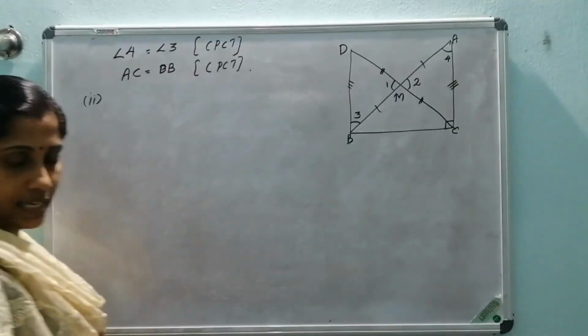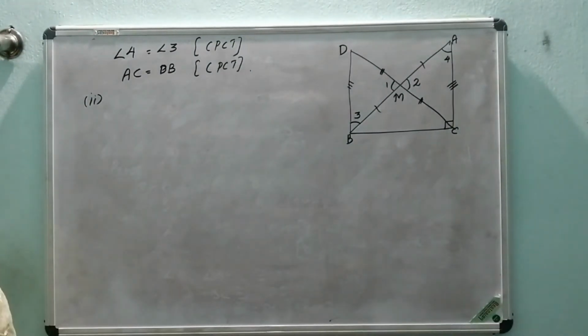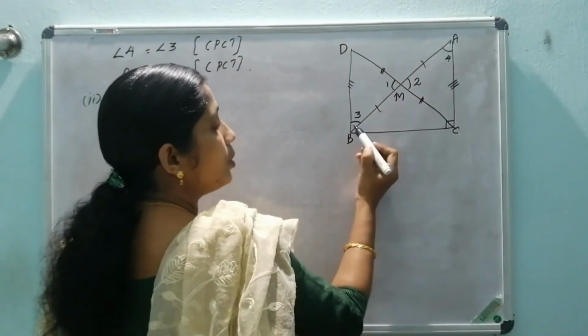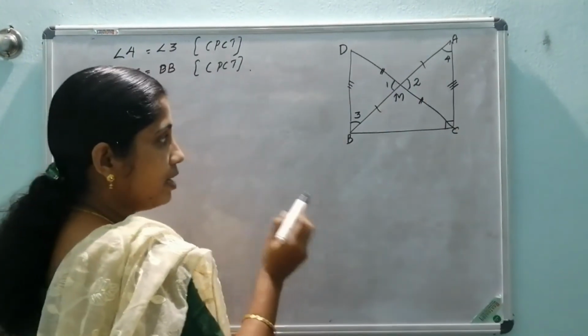That means angle B itself. You have to prove that angle B is equal to 90 degrees. That you have to prove. Look at the figure here. These two angles are equal, angle 3 and angle 4.